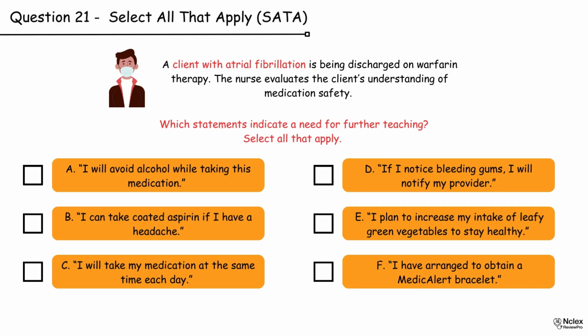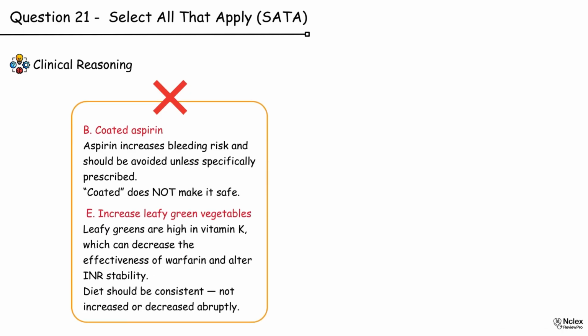The correct answers are B and E. These statements show need of further teaching. Let's break this down clearly. Statement B says, I can take coated aspirin if I have a headache. This is incorrect. Aspirin increases bleeding risk because it inhibits platelet function.